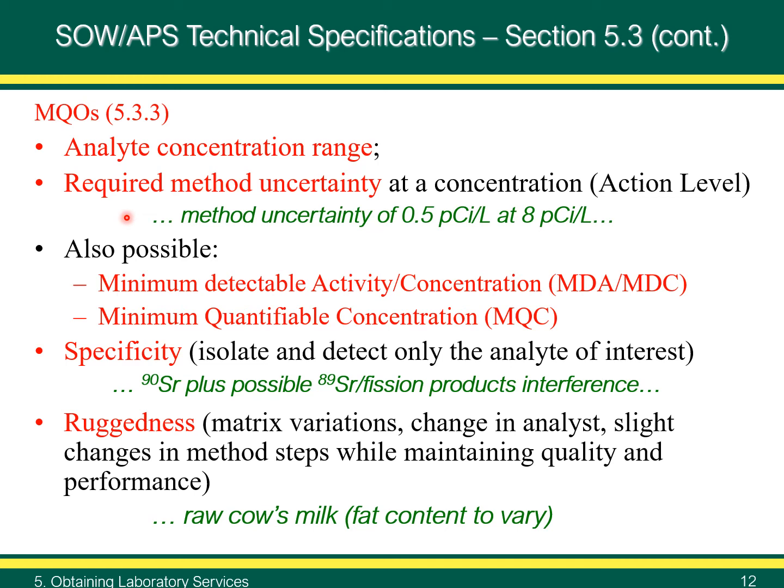When the sample activity is above the action level, we use a relative uncertainty, the required relative method uncertainty of phi sub MR. In our example, the APS specifies an MQO of 6.3% above the action level. The required relative method uncertainty is simply the required method uncertainty divided by the action level concentration, expressed in percent.